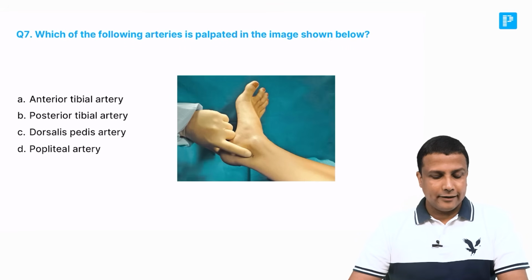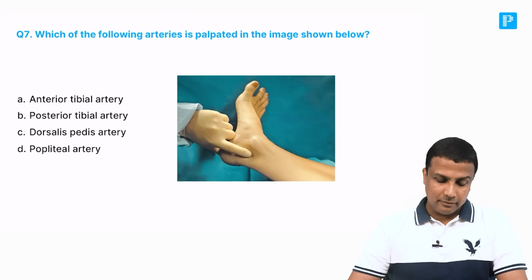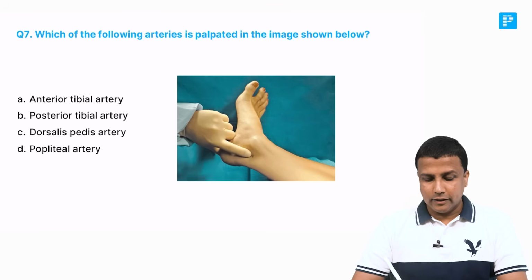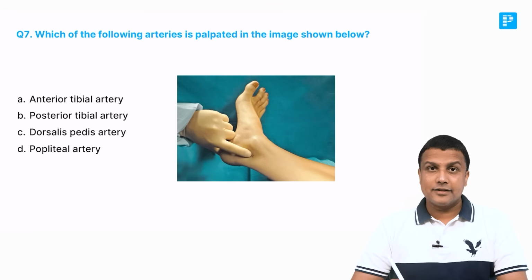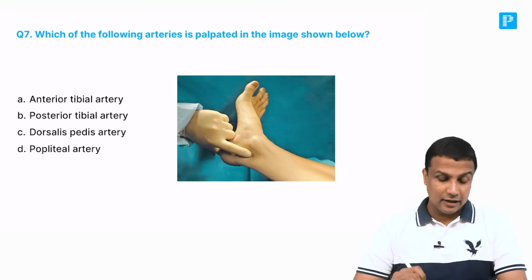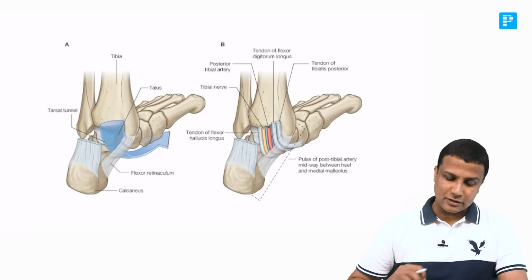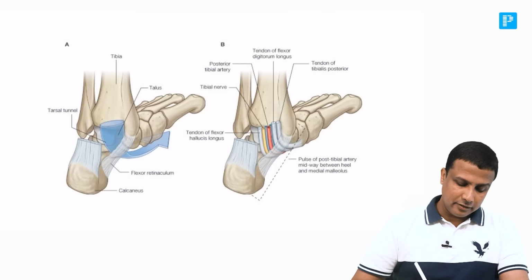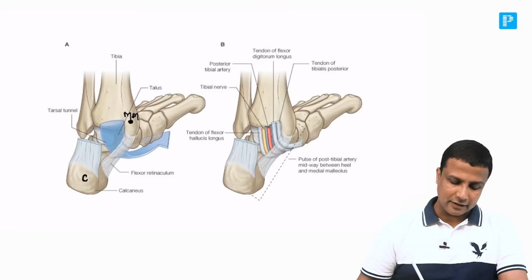Which of the following arteries is palpated in the given image below? Now, in this given image, the doctor is trying to palpate in the tarsal tunnel. Now, where exactly do you have this tarsal tunnel? Please look at this diagram here. In this diagram, this one here will be the medial malleolus. And this one here, your heel bone, that is your calcaneus.